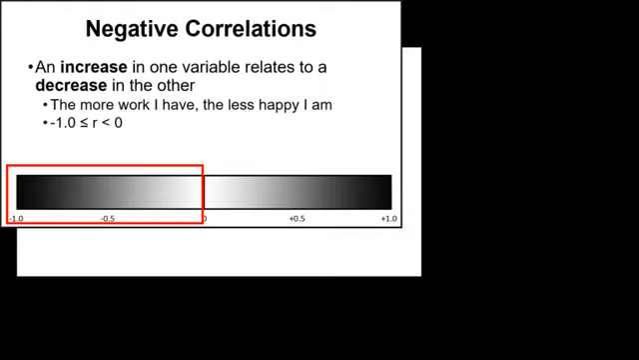Negative correlation is when an increase in one relates to a decrease in the other. The more work I have, the less happy I am. And that's going to fall somewhere between negative 1 and just below 0.